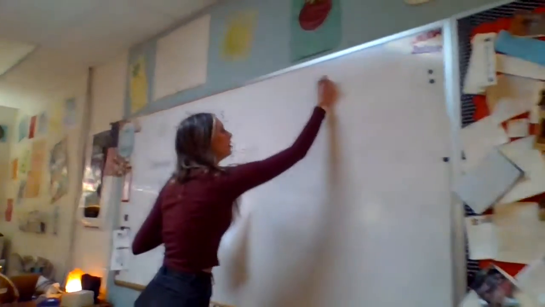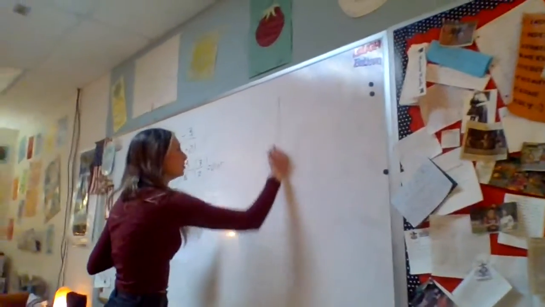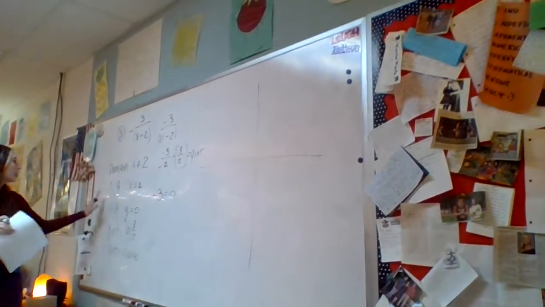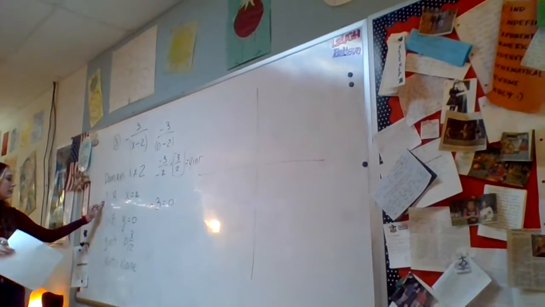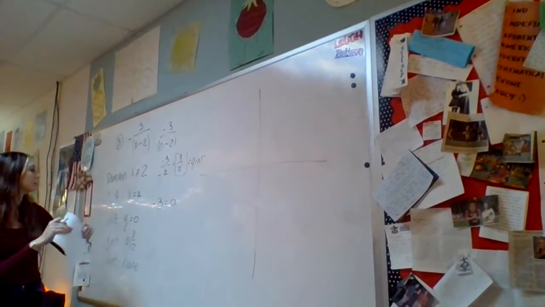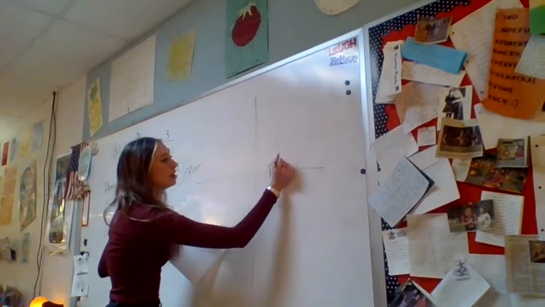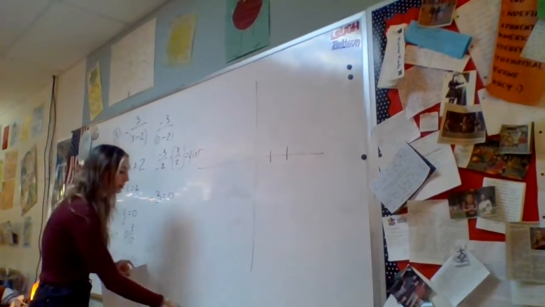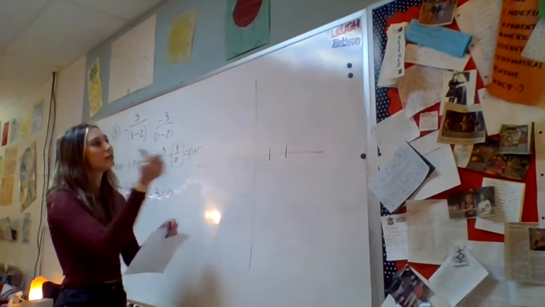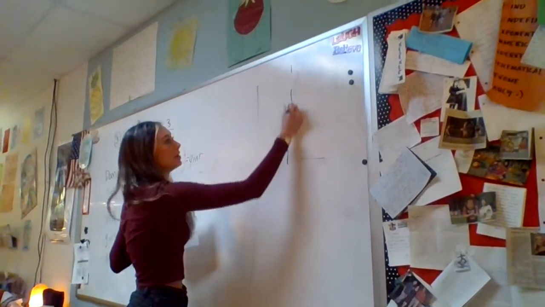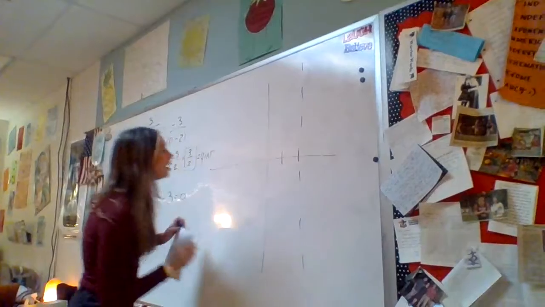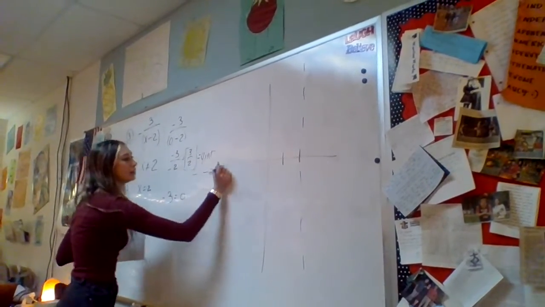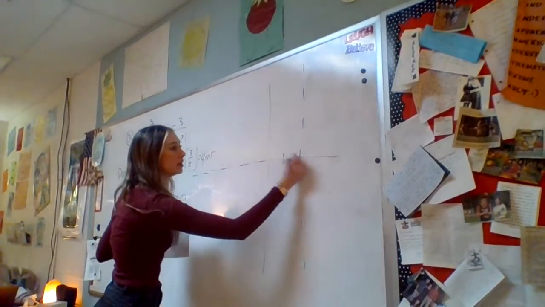I'm going to come over here and do my graph. We're going to do our horizontal and vertical asymptotes first. So we have vertical at x equals 2. I'm going to switch to a different color. Our vertical is going to be here. And since our horizontal is at y equals 0, it's going to be on this axis right here.